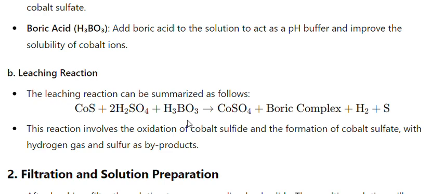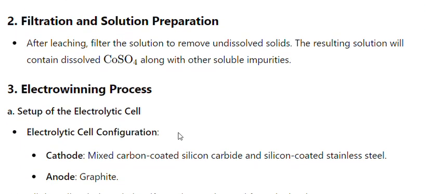B. Leaching reaction. The leaching reaction can be summarized as follows. CoS plus 2 H2SO4 plus H3BO3, right arrow CoSO4 plus boric complex plus H2 plus S. This reaction involves the oxidation of cobalt sulfide and the formation of cobalt sulfate with hydrogen gas and sulfur as byproducts. Filtration and solution preparation. After leaching, filter the solution to remove undissolved solids. The resulting solution will contain dissolved CoSO4 along with other soluble impurities.